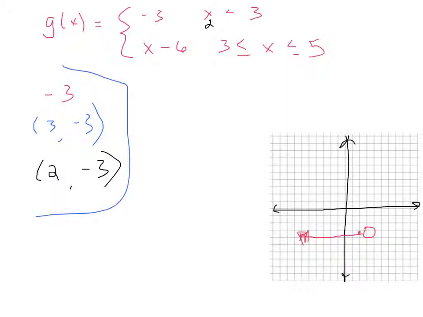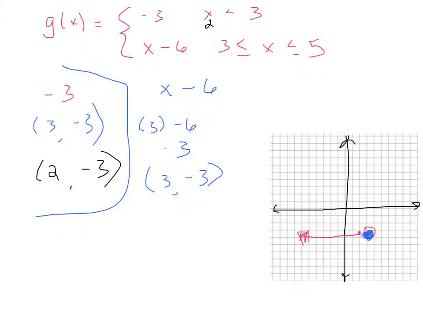Now with the x minus 6 function, I have 2 endpoints that I could plug in. So I'm going to take the 3 and plug it in. 3 minus 6 is negative 3. So I have an input of 3 and an output of negative 3. Now interestingly, that's at the same open circle that I had earlier. So that open circle is actually going to get filled in. So it's now going to be a filled in circle.